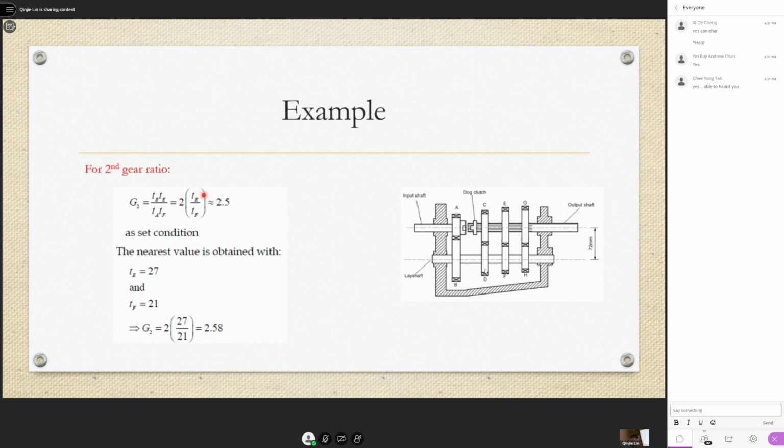Okay, so down here, we only need to guess what TE and TF are, to match this condition. So what should TE and TF be for this to work out? It can be TE equals 27, TF equals 21. Could have other values also. Okay, but these are two possible values, and they are both above 15. So it works out to be somewhere around 2.5.